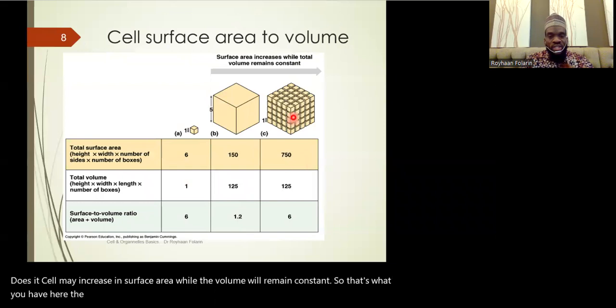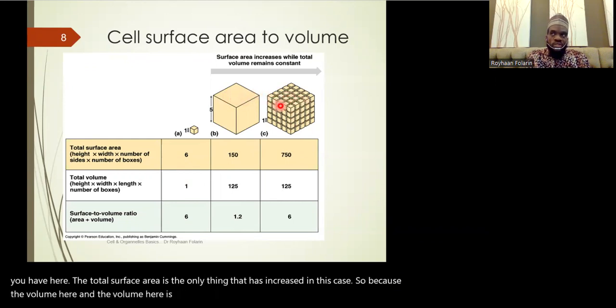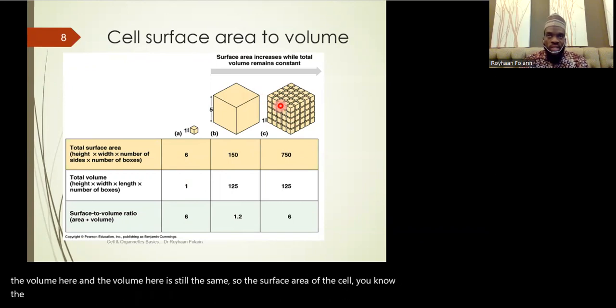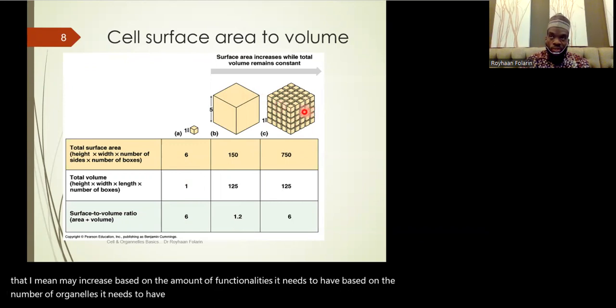The total surface area is the only thing that has increased in this case, because the volume here and the volume here is still the same. So the surface area of a cell may increase based on the amount of functionalities it needs to have, based on the number of organelles it needs to have to be able to perform several functions. It doesn't necessarily mean the volume of that cell has to increase.